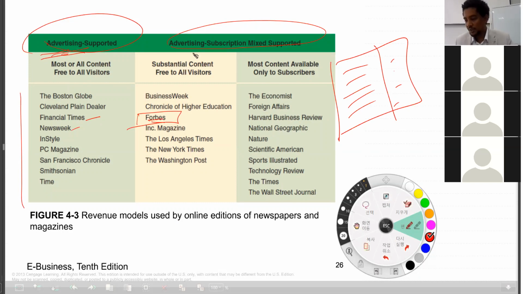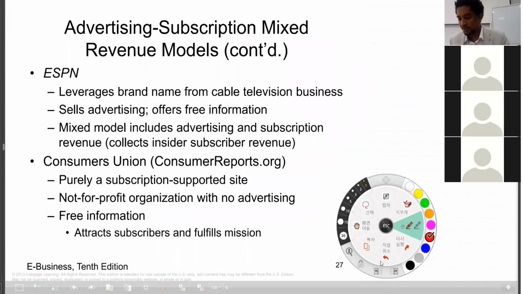But as we've said, there are other businesses who mix advertising and subscription. And also ESPN, this is a famous website where you can see sport games usually, right? So they leverage this brand name from the cable television business and they sell advertising. They give free information, but they get their income from advertising. So the mixed model also includes advertising and subscription.